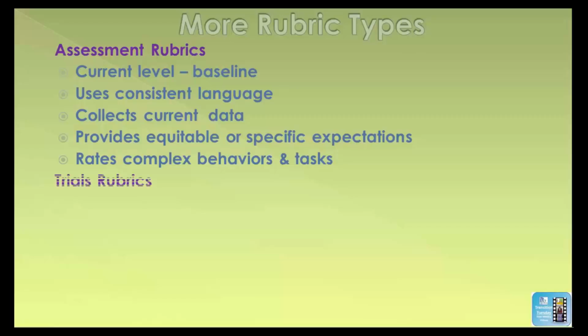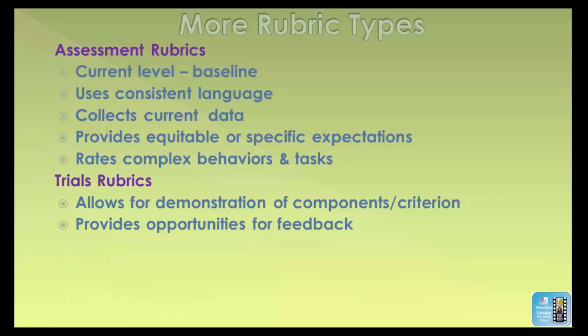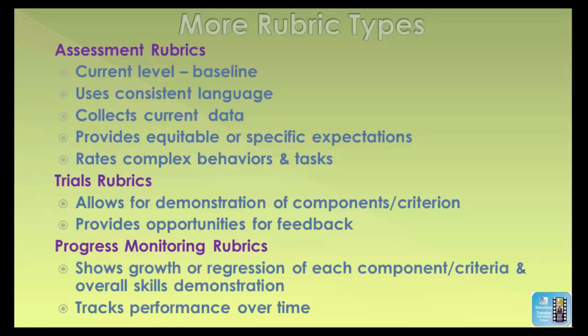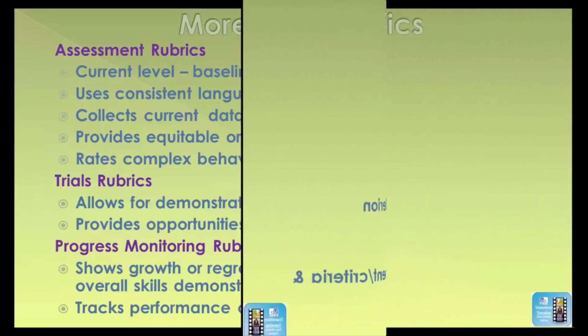Then there are trial rubrics. These rubrics allow for demonstration of components or criteria. They provide the students opportunities for feedback. And progress monitoring rubrics. These rubrics show growth or regression of each component or criteria and overall skills demonstration. They also track the student's performance over time.